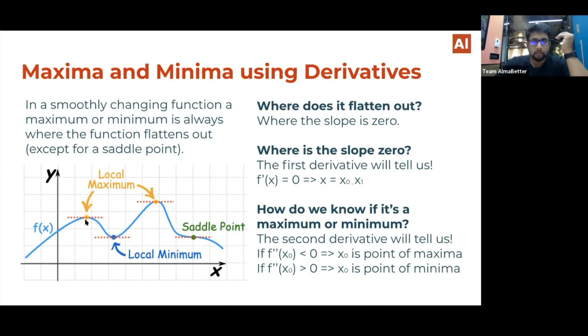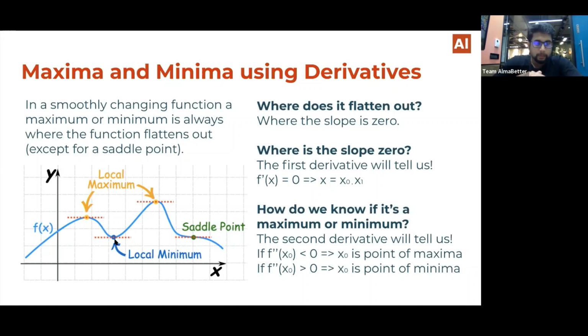A similar notion or definition can be given for local minimum, wherein at a point where there is a local minimum, if you compare the values in the neighborhood of that point, you will see that the values of y or f(x) are higher than the local minimum.